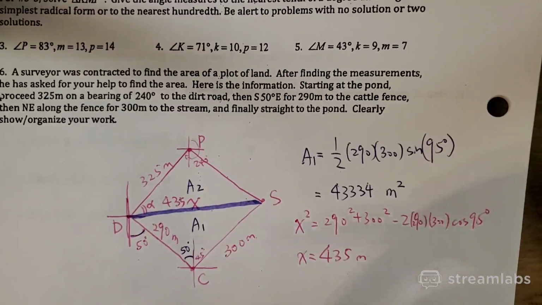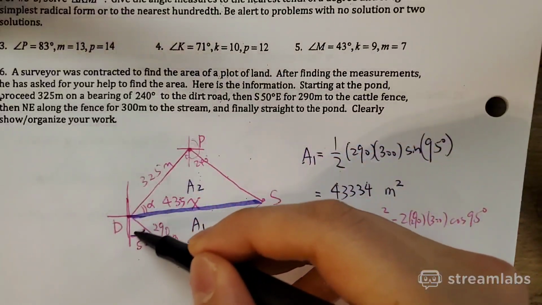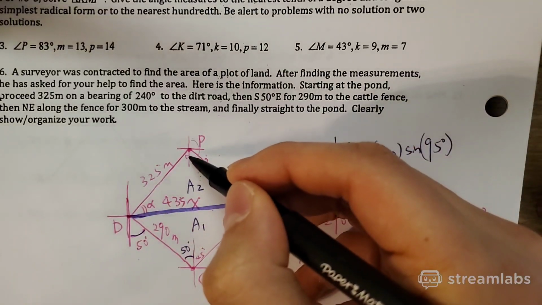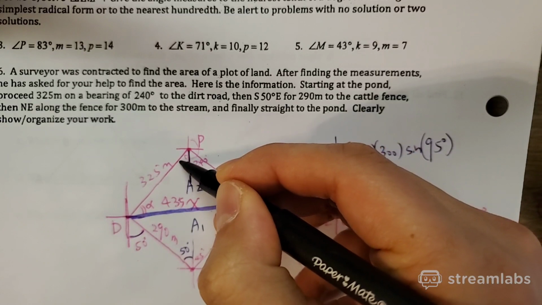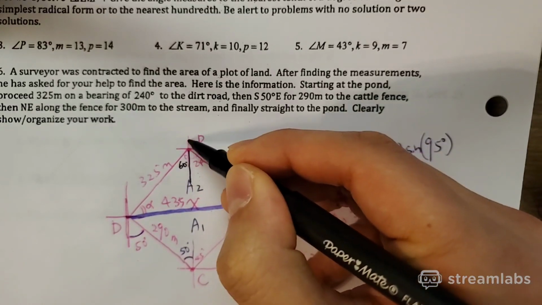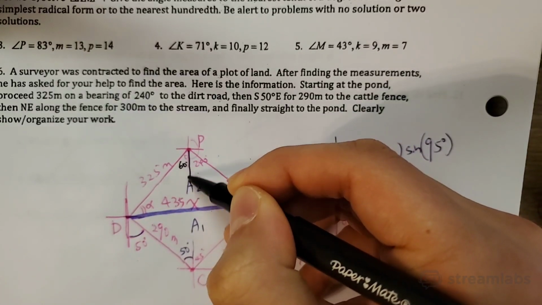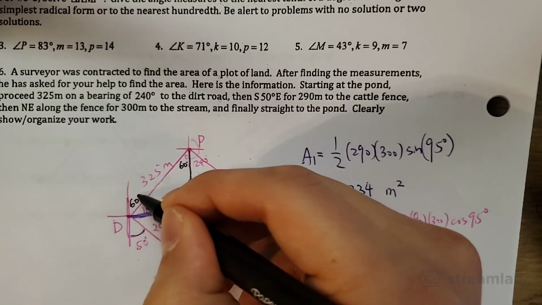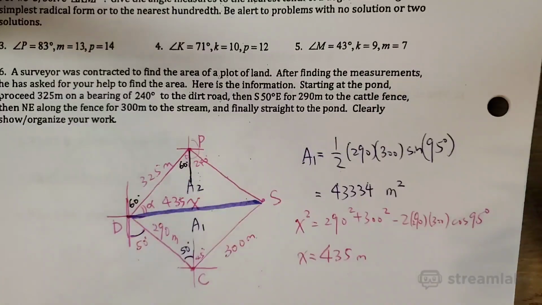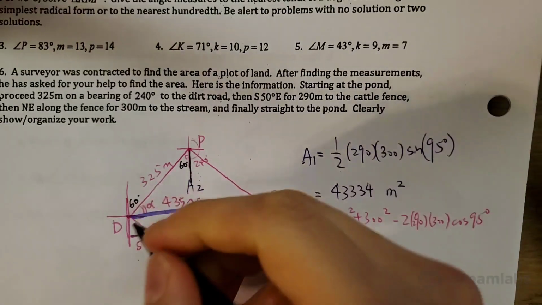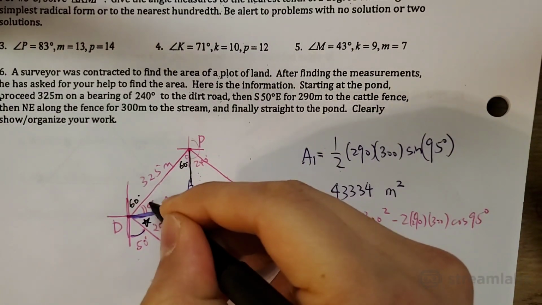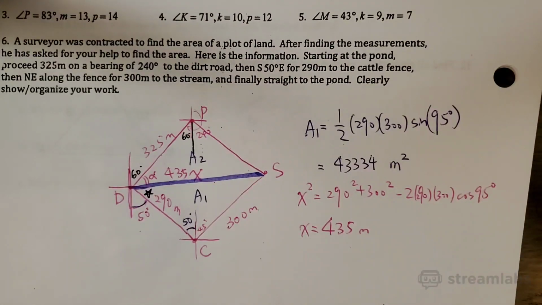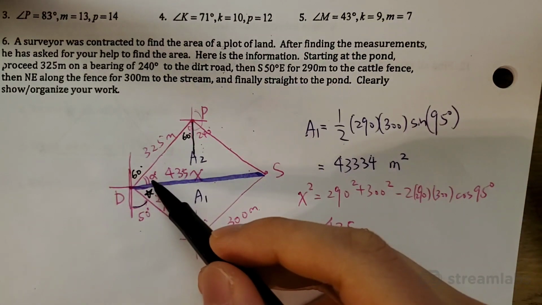So I know this is 50. This is 50. And I also know that this is 60 because 240, right? 180, 240, so 60 degree here. So because of that, 60 here, 60 here, right? This is called alternate interior angles. So if I can find this right here, then I can find that.